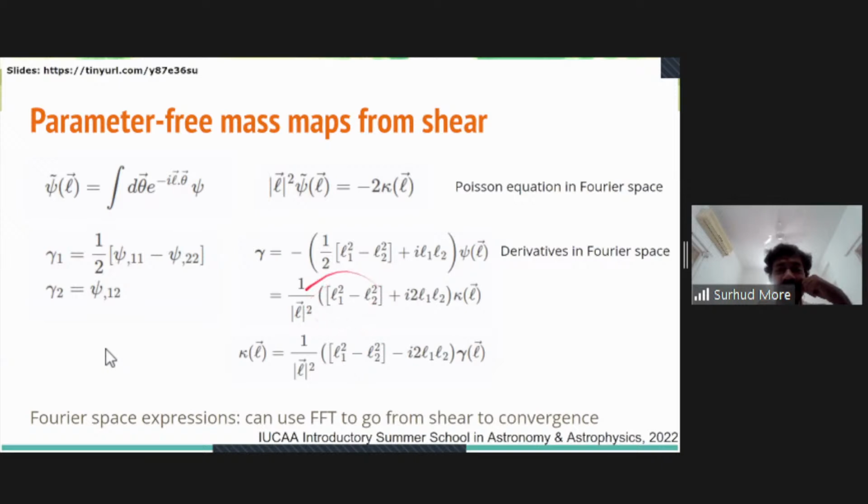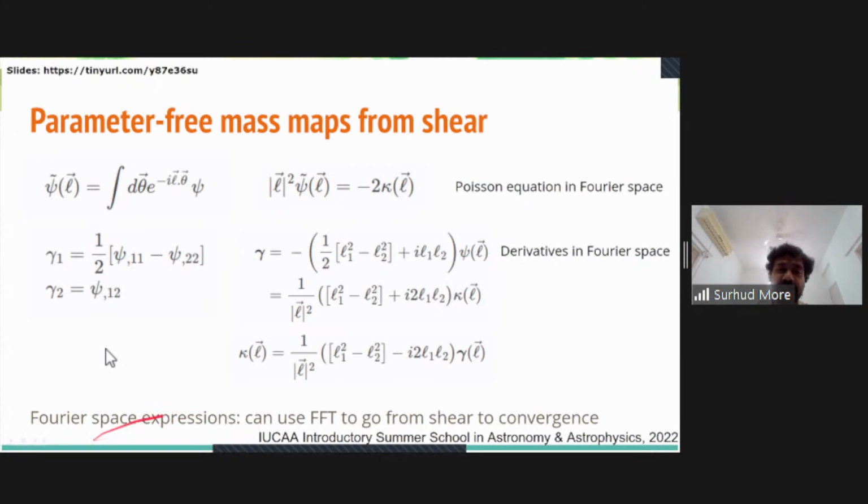You can also take this quantity and move it to the other side, and you can see that kappa of L is also given by 1 divided by mod L square times again this kind of a kernel multiplied by gamma of L. Okay? So if you know kappa of L, you can predict what is gamma of L. If you know gamma of L, then you can predict what is kappa of L. Okay? So it's a simple relation between kappa and gamma, which allows you to go from one to each other. The relation is much easier in Fourier space than it is in real space.